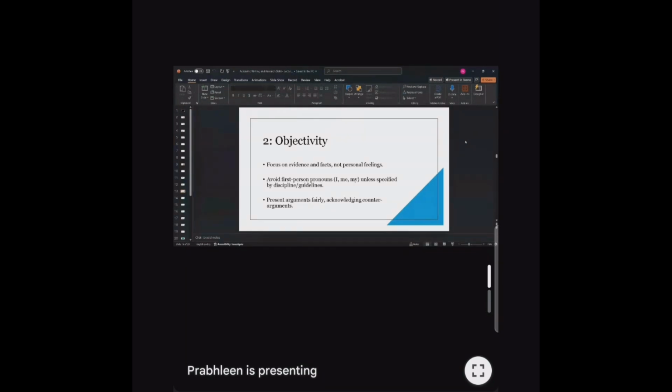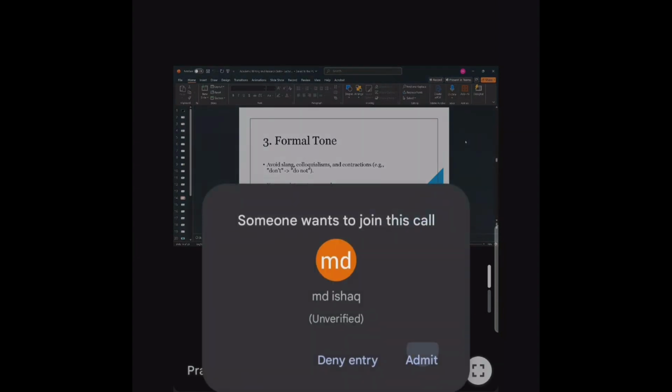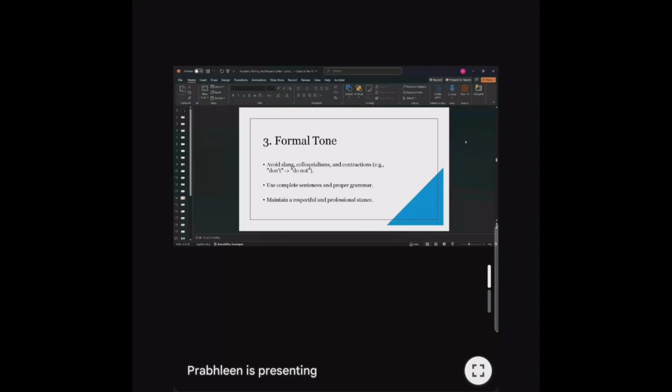And whatever facts I'm producing, they're very fair, and I'm also leaving room for counterarguments. I'm not aggressive, I'm very polite, and I'm writing my thoughts in a very clear way. Whatever tone I'm using is very formal. I'll not use any shortcuts like don't, won't. I'll write proper English like do not, would not, may not, and I'll use proper sentences and grammar.